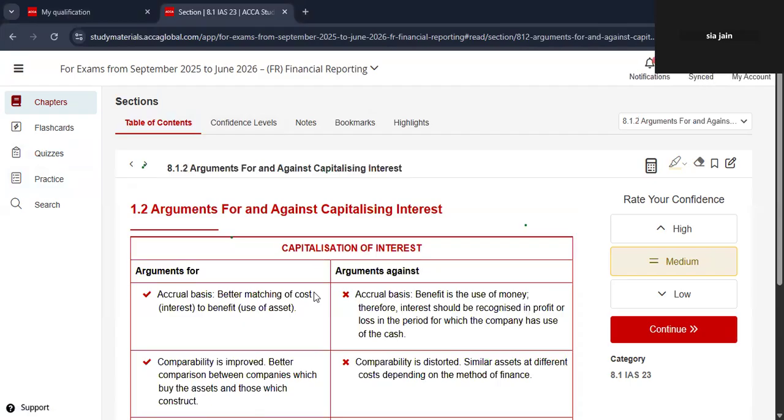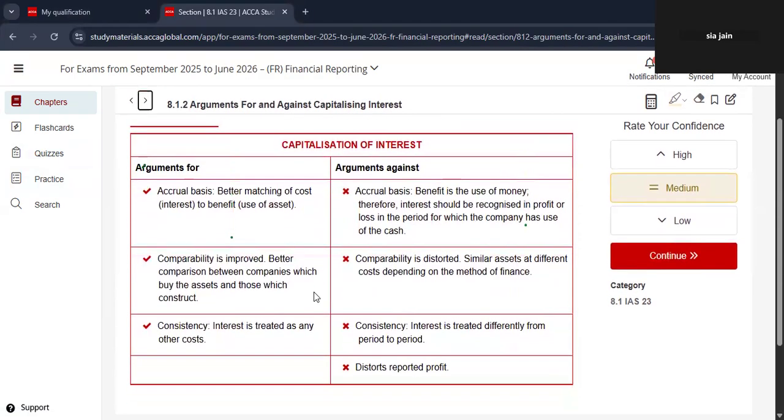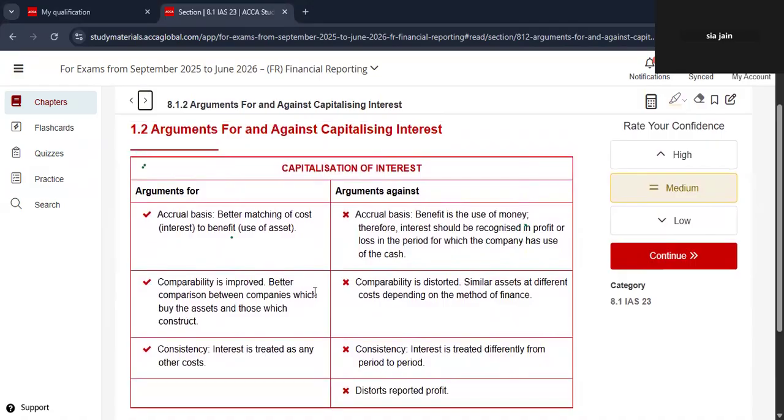Now, the arguments for and against capitalizing interest, I'm just going to give you a brief summary of it. The arguments for capitalization: the money you borrowed is what allows you to finish the asset. If you didn't have the loan, you couldn't build it. Therefore, the interest is a necessary cost of the asset, just like the bricks and labor. We are matching the cost to the benefit. The argument against: interest is a financing cost, not a building cost.